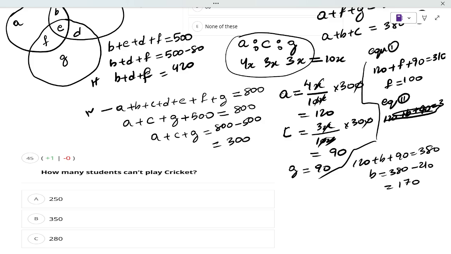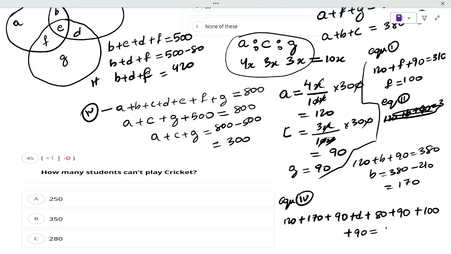Let's say this is equation 4. So equation 4: A is 120, B is 170, C is 90, D we're yet to find, E is 80, and G is 90, and F is 100, and G is 90, will be equal to 800.